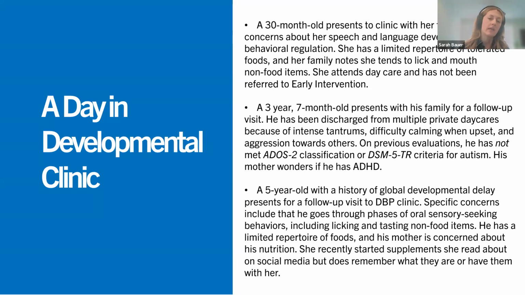So the Autism Diagnostic Observation Schedule is a tool that we use to look at the DSM-5 criteria of autism, which is why I say that, and pair that with the DSM-5 criteria for autism. His mother wonders if he has ADHD. A 5-year-old with a history of global developmental delay presents for a follow-up visit.